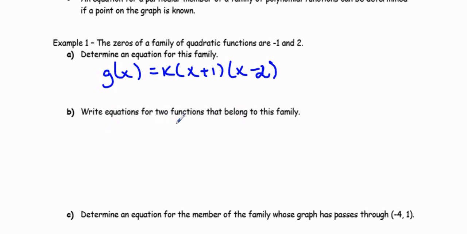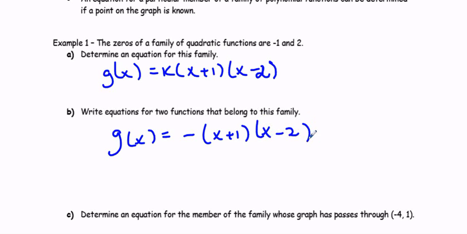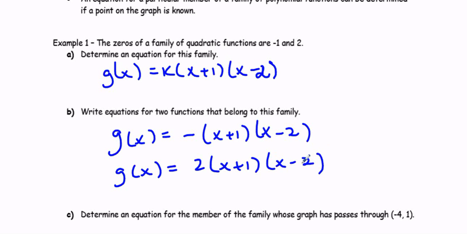If it wants two specific equations, then you would just put in any two values. Let's put in -1. So we've got this parabola opening down, and we can also say g of x is equal to, I don't know, 2. There we go. Okay, could have been anything. Any k value.